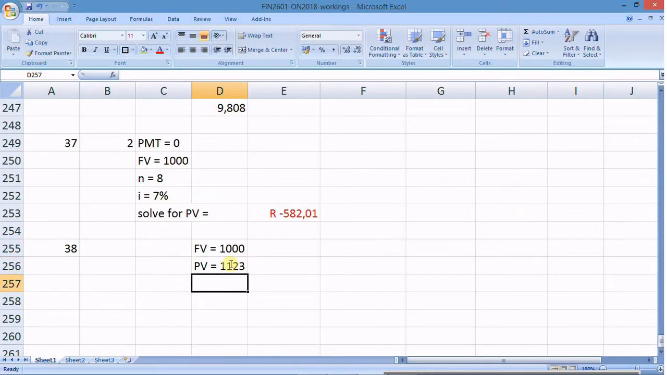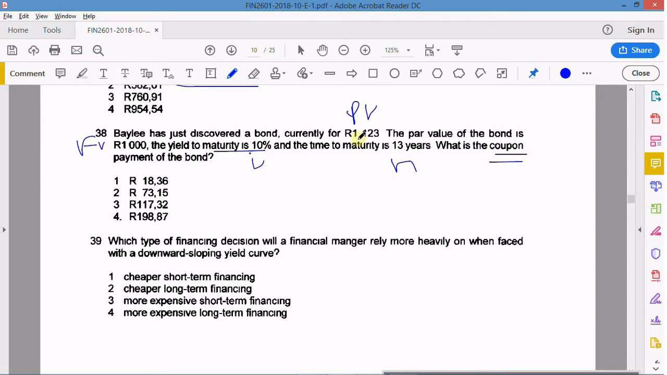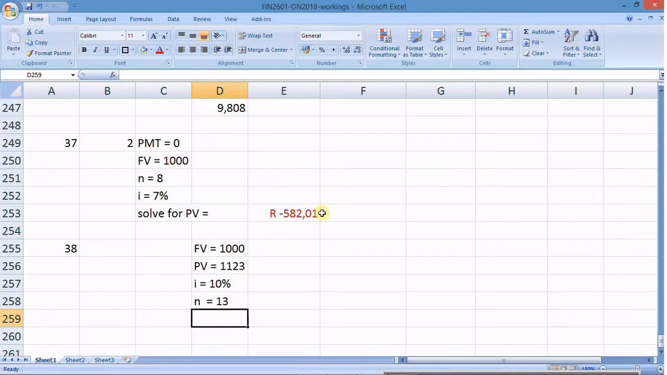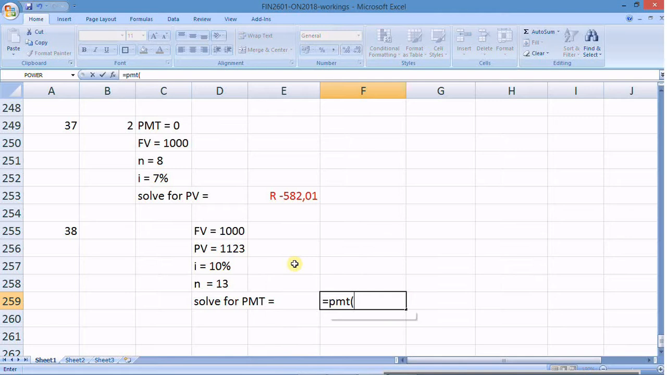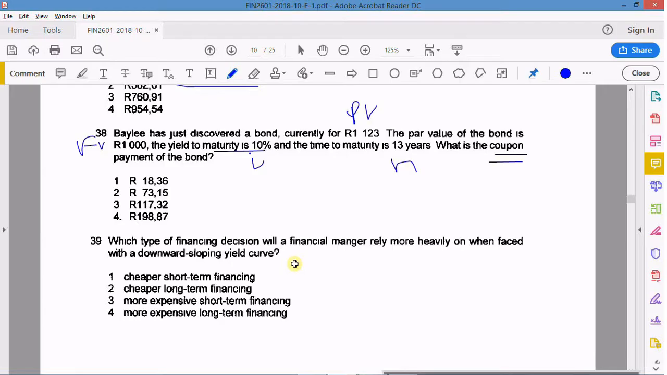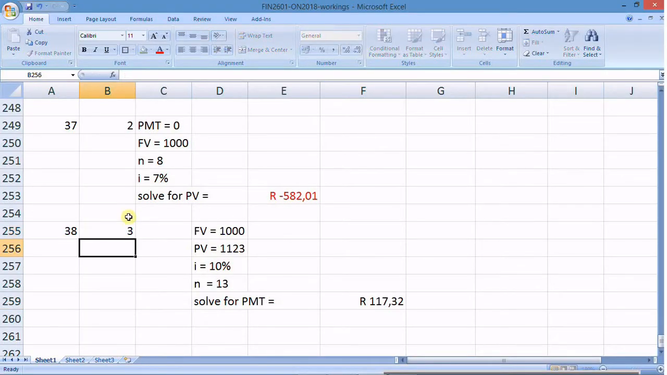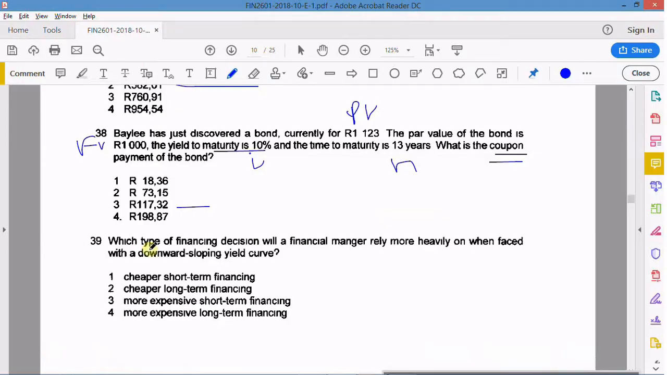1,000. The price is 1,123. Yield to maturity, 10%, and the N is 13. Is this semi-annual or anything? No. They don't have anything here? No. What is the coupon payment of the bond? Same thing applies, so that's a PMT we need as well. Do they want the payment or the rate? They want the payment. Good. So we don't have to work on anything, just solve this on the calculator. Rate 10%, N 13, PV is minus 1,123. Okay, 117.